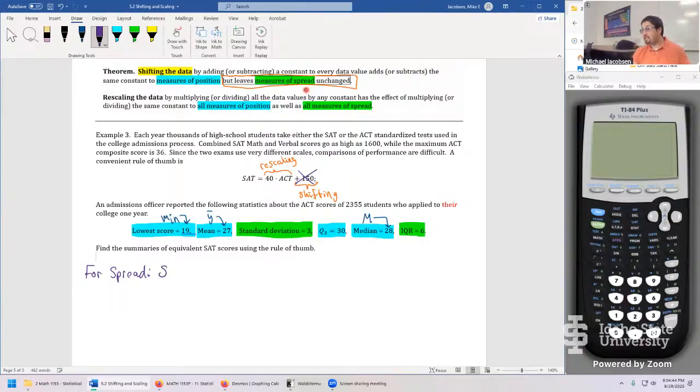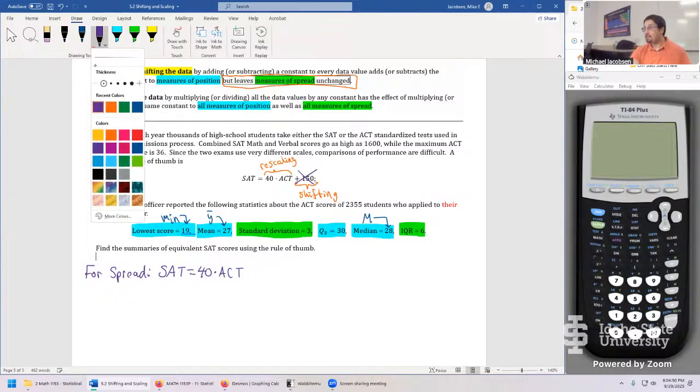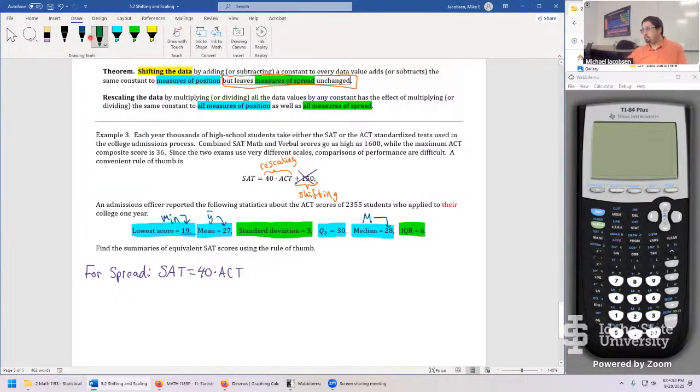So for spread, SAT is 40 times ACT. So this is a pretty decent strategy, I would say. Should have done it on the last problem. If you look for the thing that's weird first and just handle that, the rest of the formula work is going to be the way you would expect it to work. So let's rewrite each one of these.